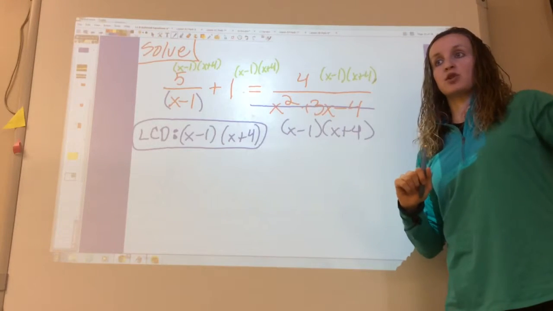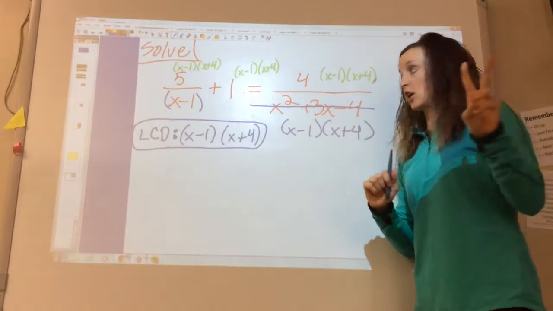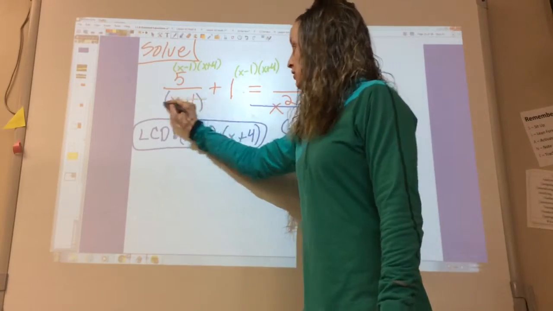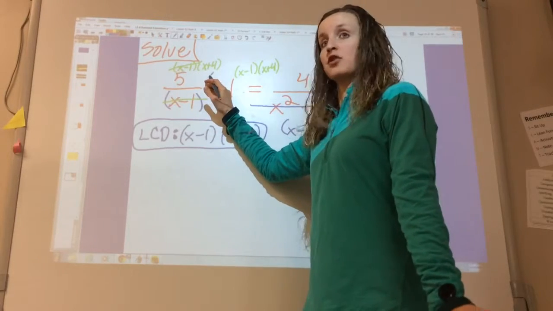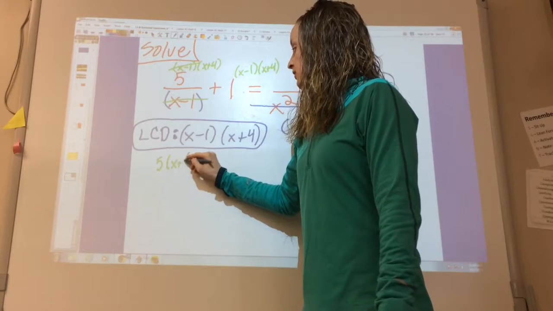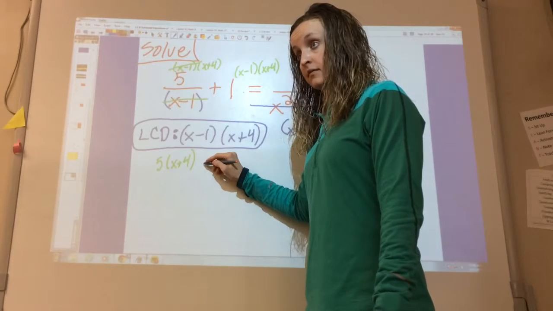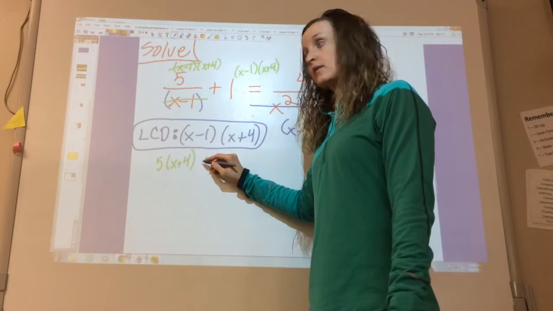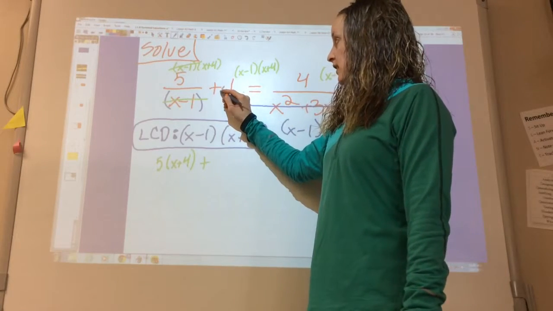Our second step is to what? Cross out. What can we cross out, Casey, in this first one? Yeah, so we can cross that out. And what do we do with what's left over? Multiply. So we have 5 times the quantity of x plus 4. You guys agree with that? Okay. What symbol comes after that? Plus. Very good. You just look right there.